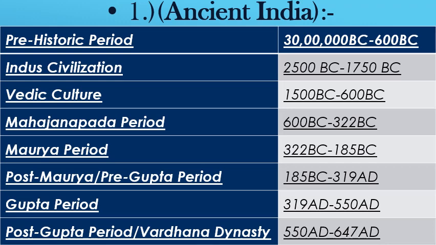So the topics covered in ancient India are the prehistoric period, 30 lakhs or 50 lakhs years we can say, up to 600 BC. Indus Valley Civilization, around 3000 BC to 1500 BC. We don't know much about that period, but we almost suppose 1500 BC. Vedic literature 1500 to 600 BC. Mahajanpad period 600 BC to 322 BC. Mauryan Empire 322 to 185 BC. Post-Mauryan or pre-Gupta period, that is 185 to 319 AD. Gupta period, that is 319 AD to 550 AD. Post-Gupta period and Vardhana dynasty 550 to 647 AD.